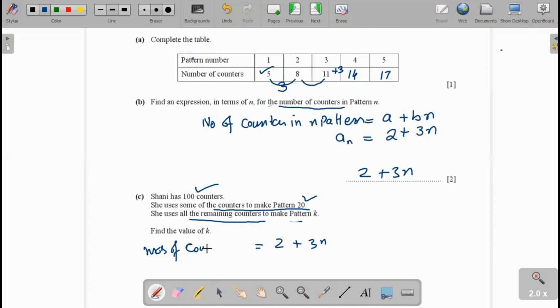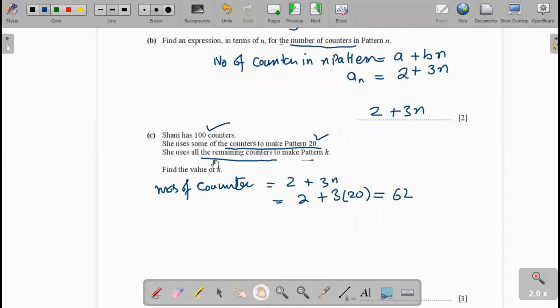The number of counters in pattern 20 will be 2 plus 3 times 20. We get 62. She uses the remaining counters to make pattern K. Now we have to find the remaining counters. In pattern 20, the total number of counters is 62. The total given is 100. Therefore, the remaining value will be 100 minus 62, which is equal to 38.